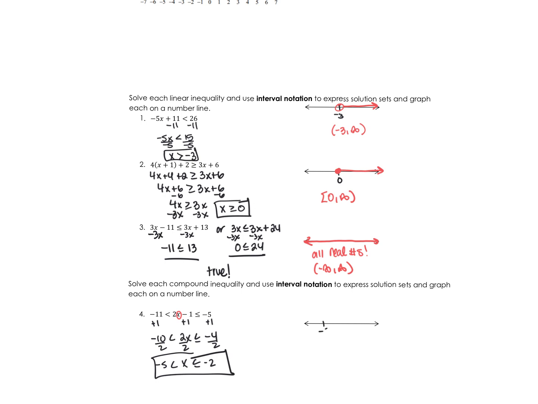So we'll have a negative 5 and a negative 2. We have an open circle at negative 5, closed at negative 2. This says x is greater than negative 5. This says x is less than negative 2. So those are going to come together and point towards each other. And then in interval notation, this is negative 5 to negative 2.